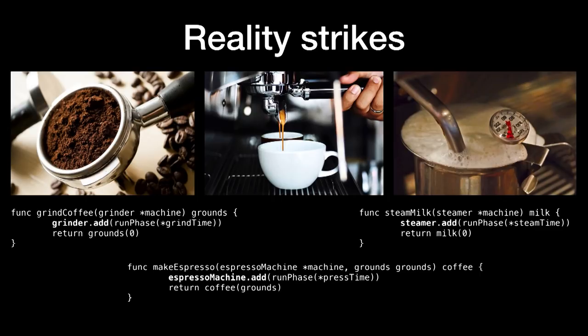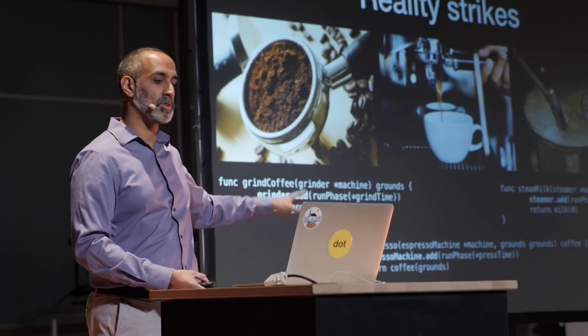Unfortunately, our ideal coffee shop isn't too realistic. In a real coffee shop, each of these three steps requires a specific machine: a grinder for grinding the coffee beans, an espresso machine for making the espresso, and a steamer for steaming the milk. In the simulation code, these machines are real data structures that track the latency for each stage. Just as it would not work for multiple people to use the same machine simultaneously, it is a race for multiple Go routines to call add on the same machine data structure simultaneously.